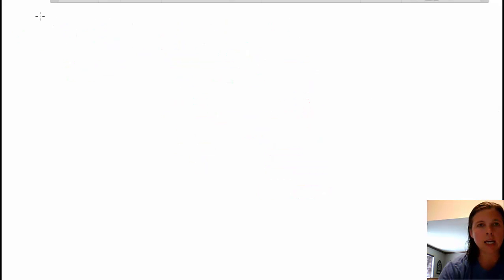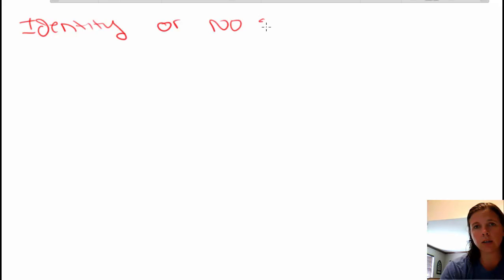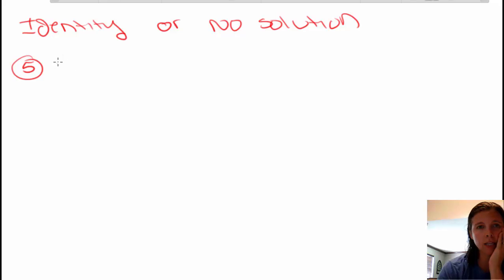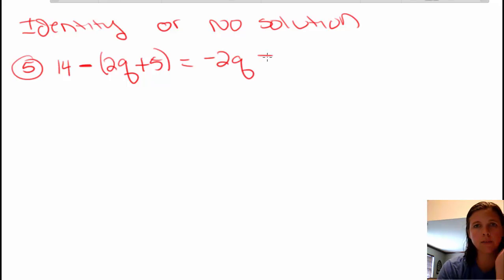You have to either say if it's an identity or no solution. Okay, and I'll show you what that means. So the first one looks like this. So you have to simplify it over on this side first.